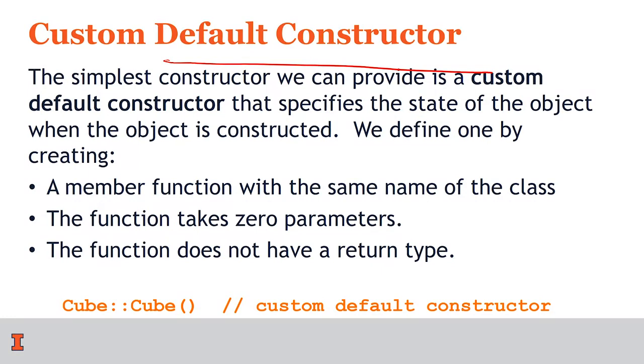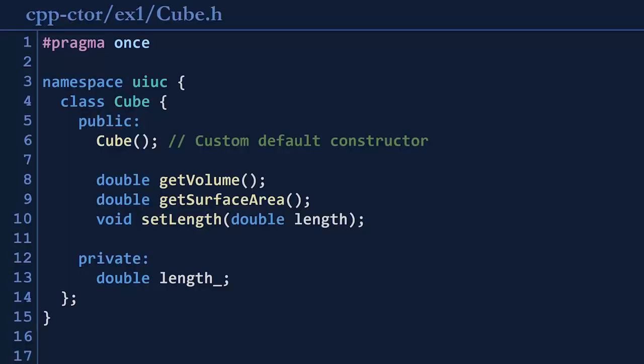So the constructor builds the object. It doesn't return anything back to the programmer. If we look at the name of this function, we know the name of the function is cube. It's part of the cube class, and it takes 0 arguments. If we look at how this looks in code, in the header file cube.h, we see cube is the custom default constructor. Notice that it has no return type. It's not a double. It's not a void.